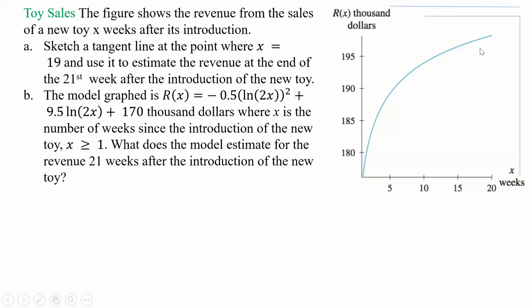All right, so this one says the figure shows the revenue from sales of new toy X weeks after its introduction. We want to sketch a tangent line at the point where X equals 19 and use it to estimate the revenue at the end of the 21st week after the introduction of the new toy. So first, let's get our tangent line.